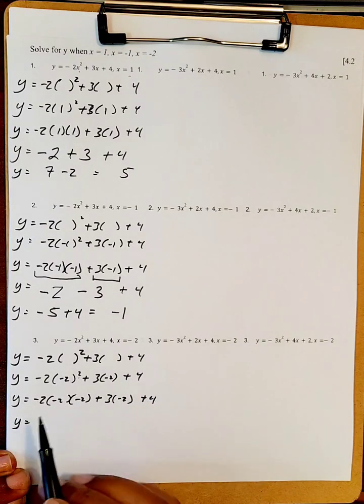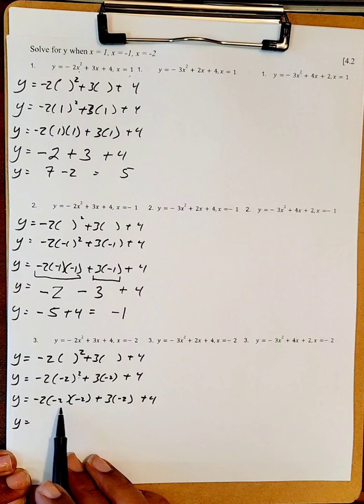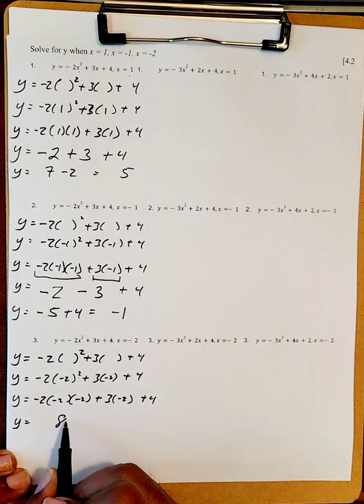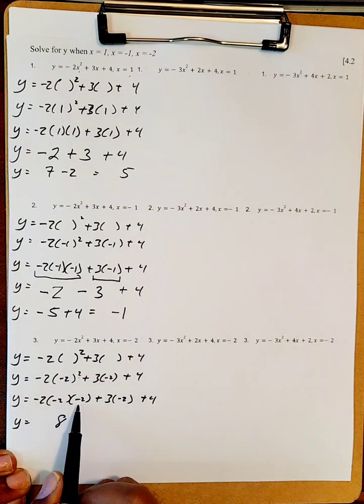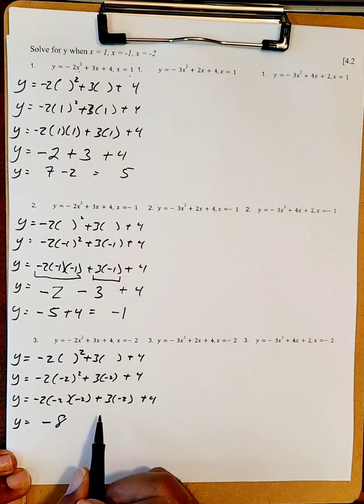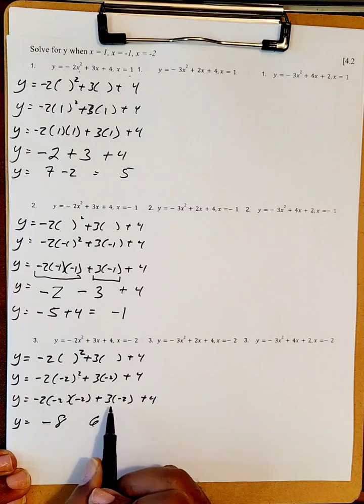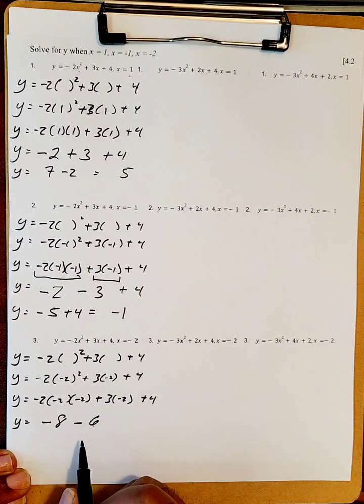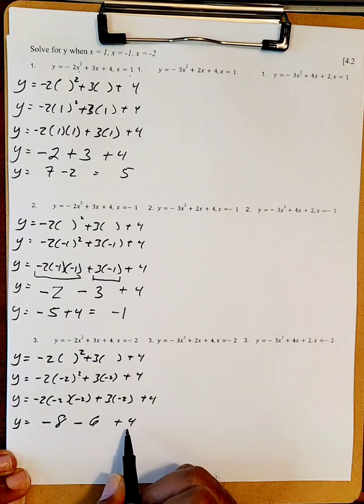And this will be y equals, so multiplication here, 2 times 2 times 2, that's going to be 8. And I have 1, 2, 3 negatives. 3 negatives multiplied is negative. Here I have 3 times 2, which is 6. And I have 1 negative. When you multiply by 1 negative, you will have negative, and then plus 4.